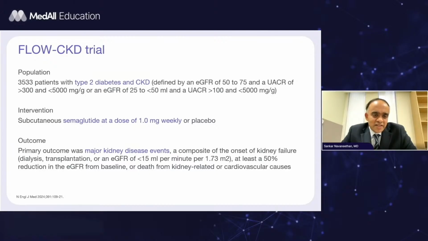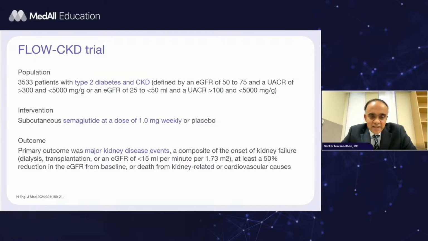The intervention in this case was semaglutide, 1 milligram weekly. The dose was not increased, and it was compared to placebo. The primary outcome measure was the major kidney disease events. It's a composite of the onset of kidney failure.